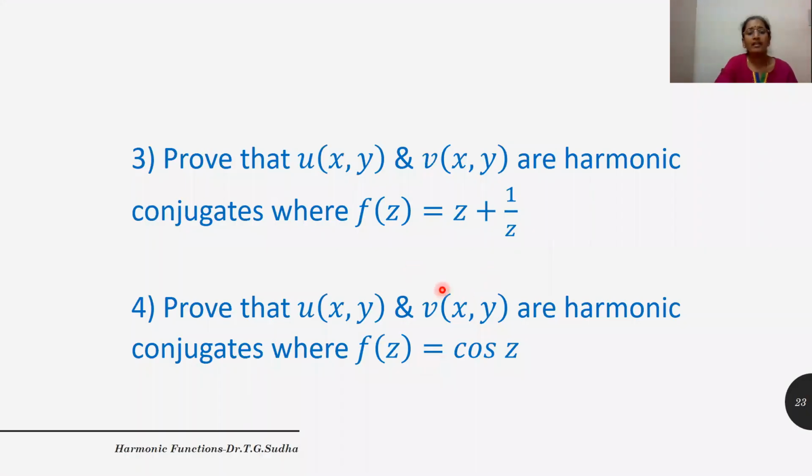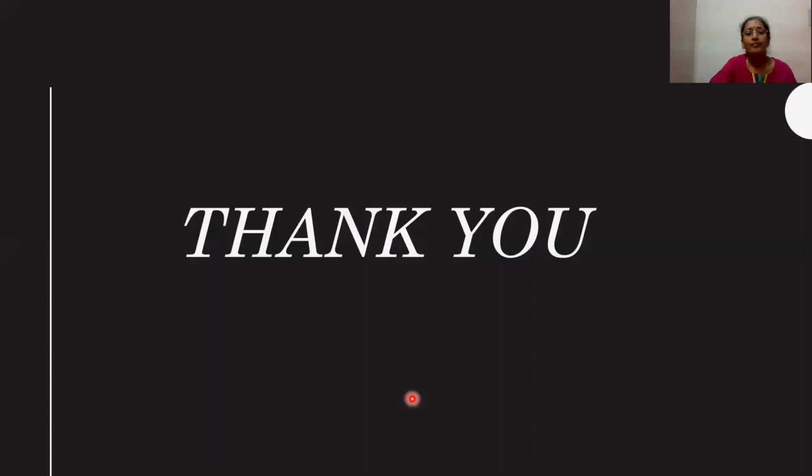So similarly, we can calculate whether the real and imaginary parts u and v are harmonic in f of z is equal to z plus 1 by z, and f of z is equal to cos z, using the same Maxima codes. Hope everybody could follow this, how to check whether u and v are harmonic or not using Maxima codes. Thank you.